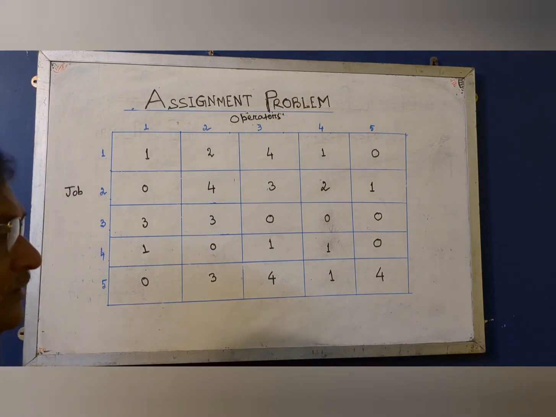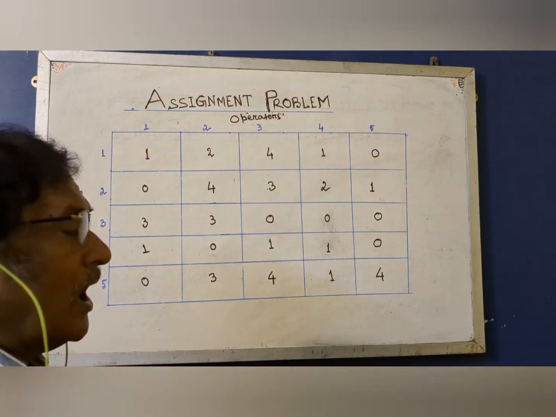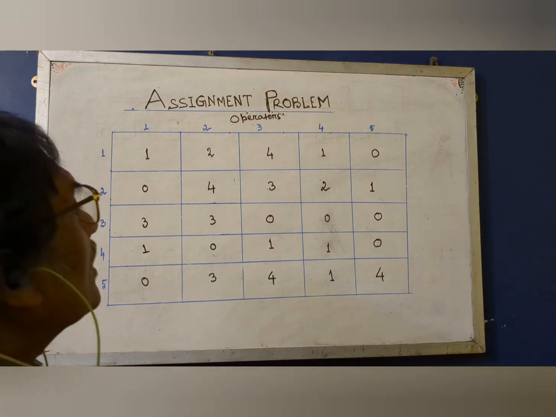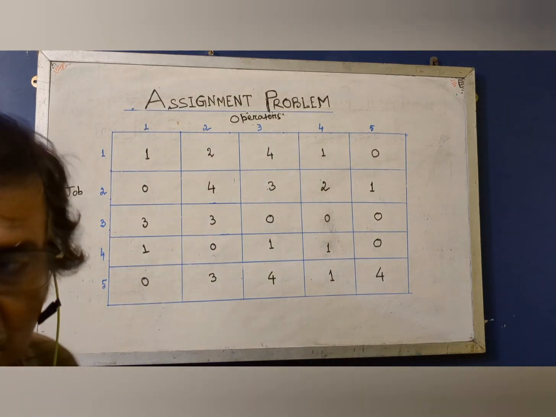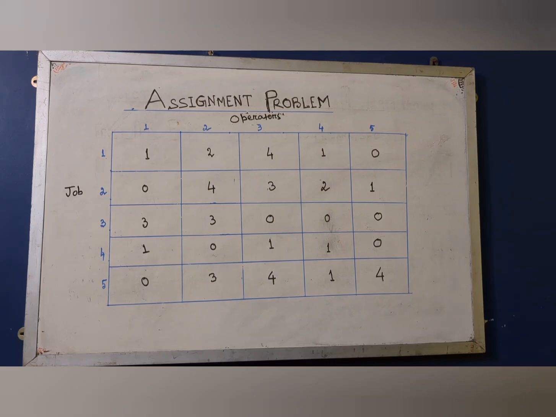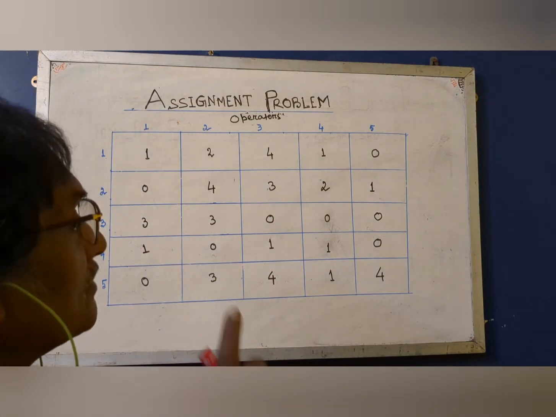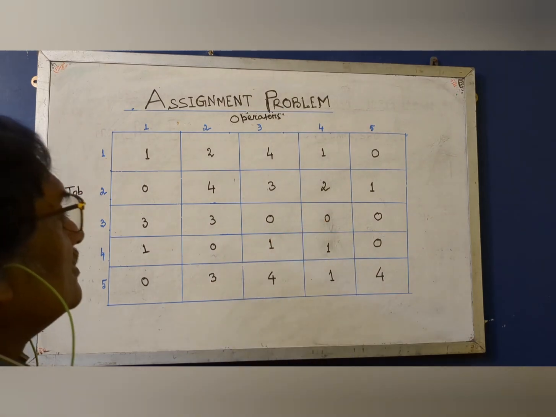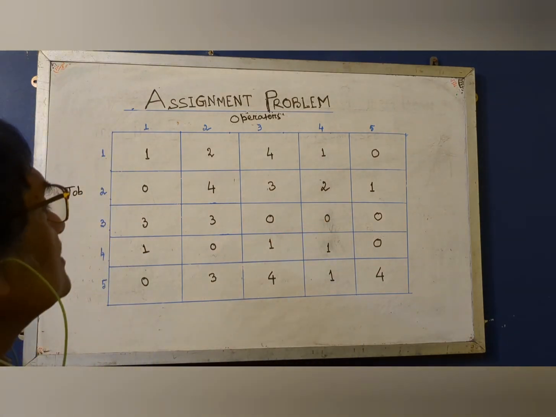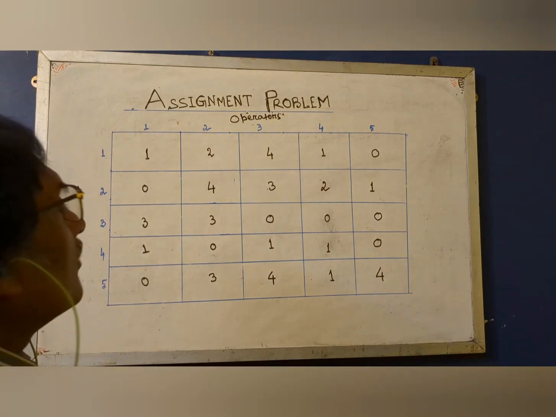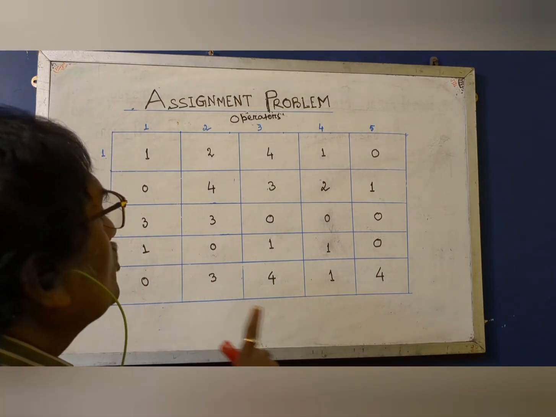After completing this, in the third step, what you will do, you try to pass horizontal or vertical lines so that the minimum number of lines will cover all the zeros. Again, I am repeating what you will do. In the third step, you will pass the minimum number of horizontal or vertical lines, not at random, so that all zeros are touched.